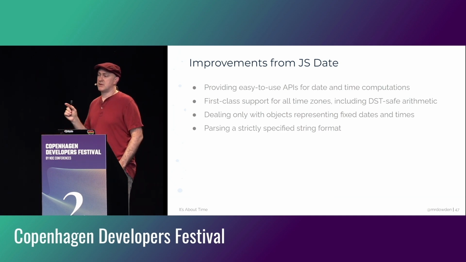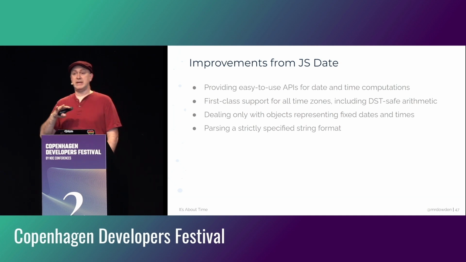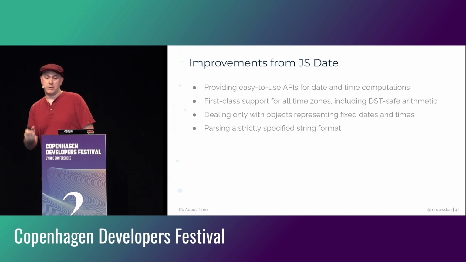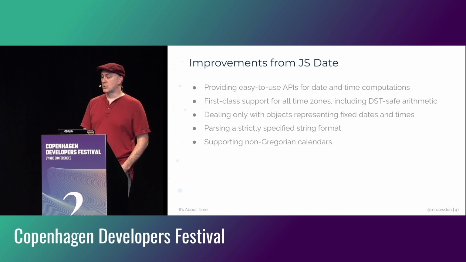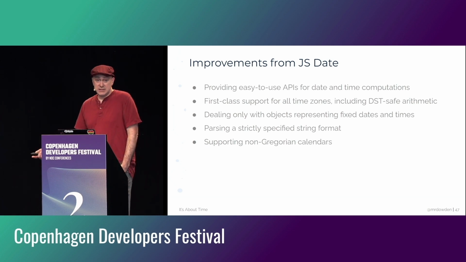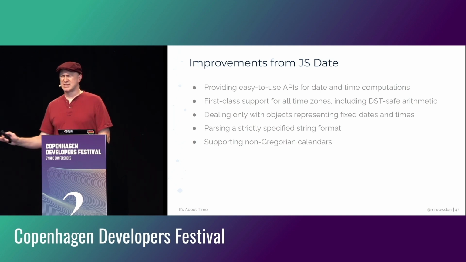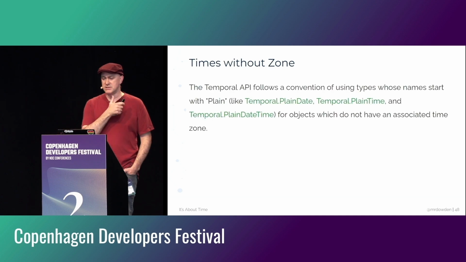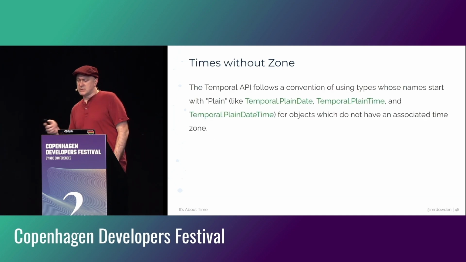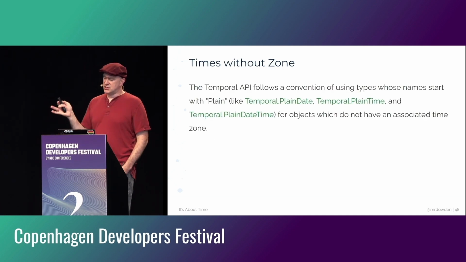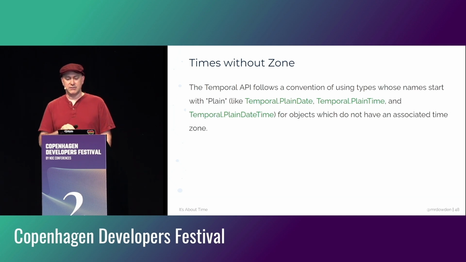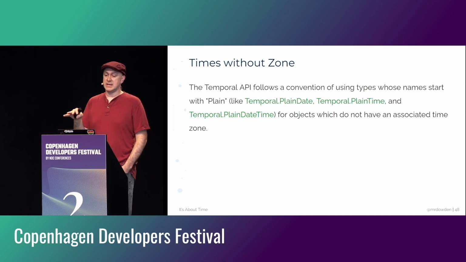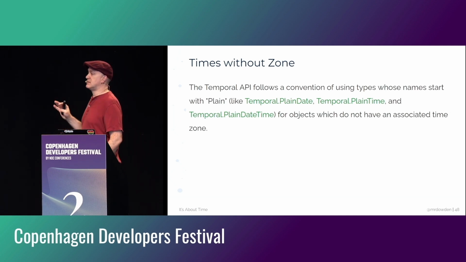Parsing strictly specified string formats. In other words, they fixed all of the ambiguity and inconsistency around how we parse strings, supporting non-Gregorian calendars, which is a very real concern in other parts of the world. It's kind of out of the scope of what we're talking about here, but it's important. And so times without zone, the Temporal API follows a convention of using types whose names start with plain, like plain date, plain time, or plain date time for objects that have no associated time zone.